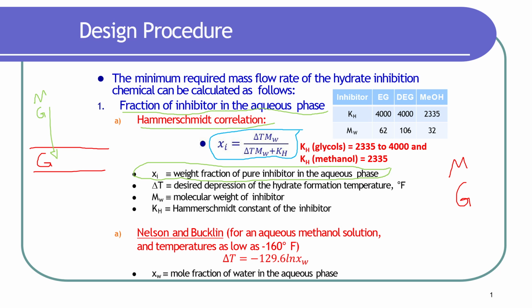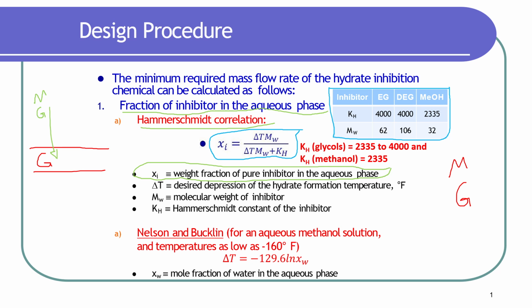Actually, we cannot calculate it; we just use it from tables of fixed data. For example, if you are dealing with diethylene glycol, you can have KH of 4000, and if you are dealing with methanol, you can use the value of 2335. There are some other values in the literature: for triglycol you can use 5400, and for ethylene glycol you can use 2700. But as a guideline for this course, we're going to use the values listed in the table here. MW is the molecular weight. This way you can calculate the weight percent of the pure inhibitors in the aqueous phase.